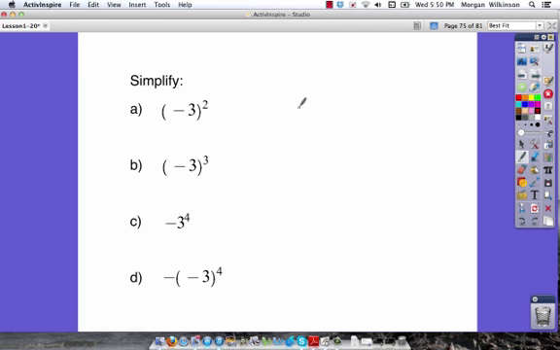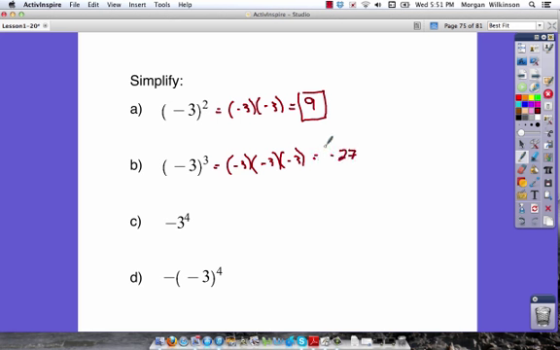Now we might see powers that have negatives. If we have negative 3 squared, that's going to imply that we're going to solve negative 3 times negative 3. And we know negative 3 times negative 3, the opposite of a negative is a positive, so we're going to get an answer of 9. We have negative 3 to the third power. So we're going to have negative 3 times negative 3 times negative 3. So we've got 9 times negative 3. Well, this must be negative 27.